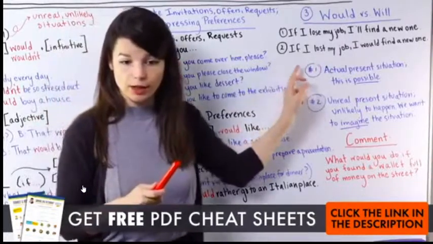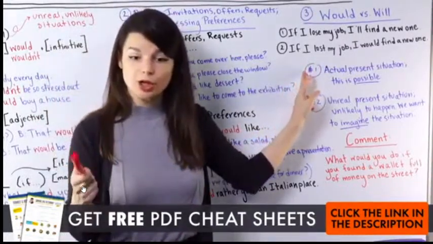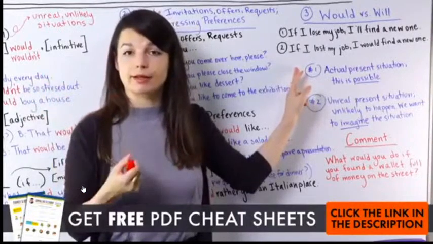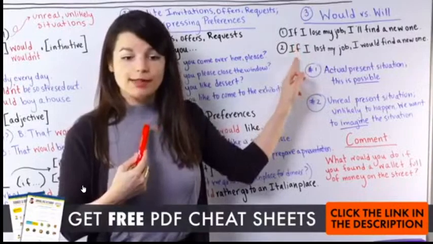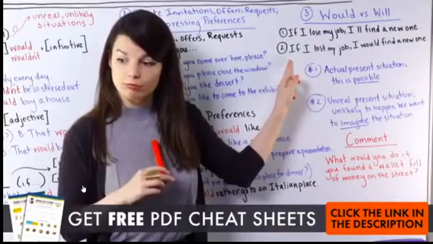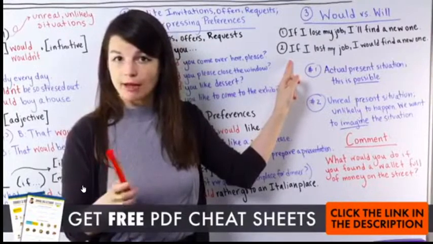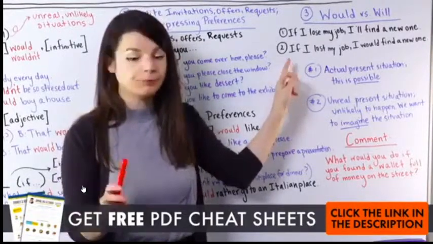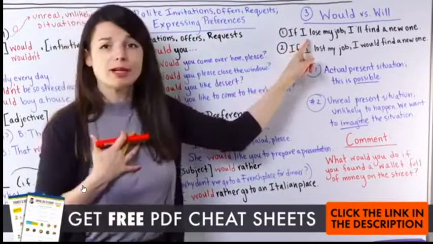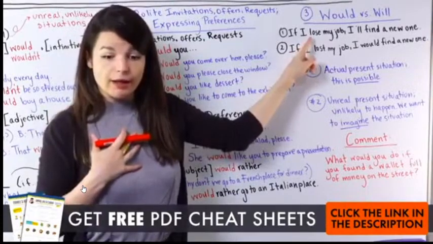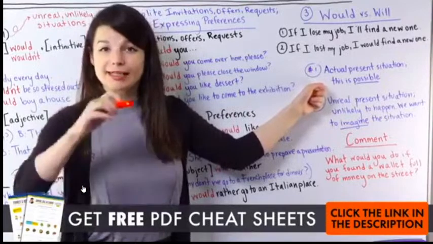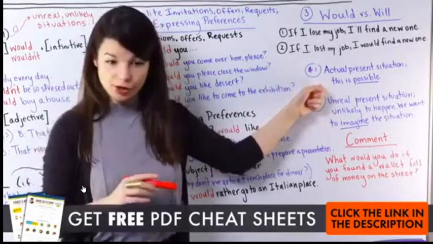So sentence 2 here uses the second conditional that we started today's lesson by talking about. Yeah, this is the second conditional. So remember, the second conditional expresses an unreal situation in the present, something that is not true now, and there's a low chance of it happening. Here, however, number 1, if I lose my job, I'll find a new one. This sentence means it's an actual present situation. This is a real possible situation.